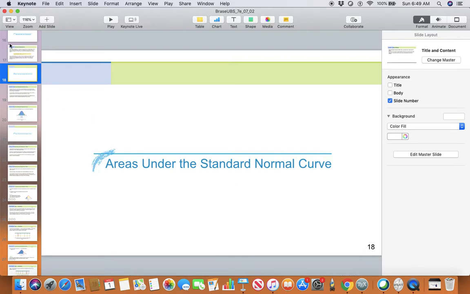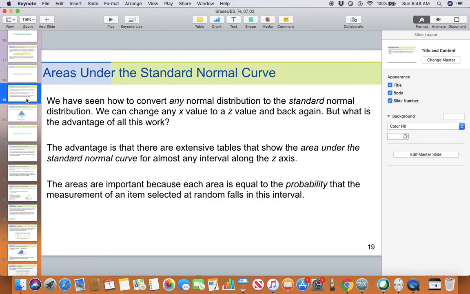Let's study areas under the standard normal curve. We have seen how to convert any normal distribution to the standard normal distribution. We can change any X value to a Z value and back again. But what is the advantage of all this work? The advantage is that there are extensive tables that show the area under the standard normal curve for almost any interval along the Z-axis. The areas are important because each area is equal to the probability that the measurement of an item selected at random falls in this interval.